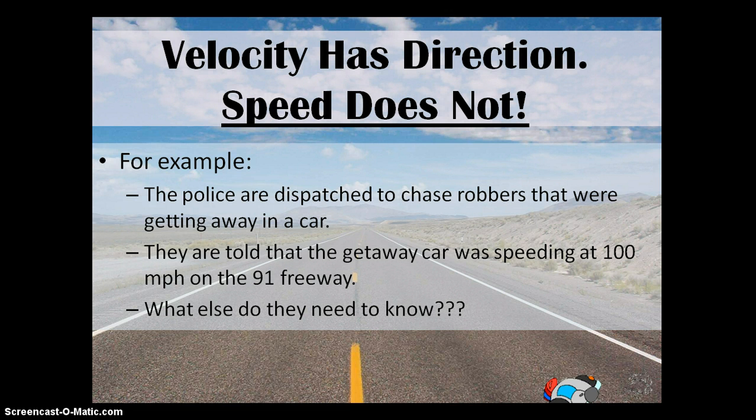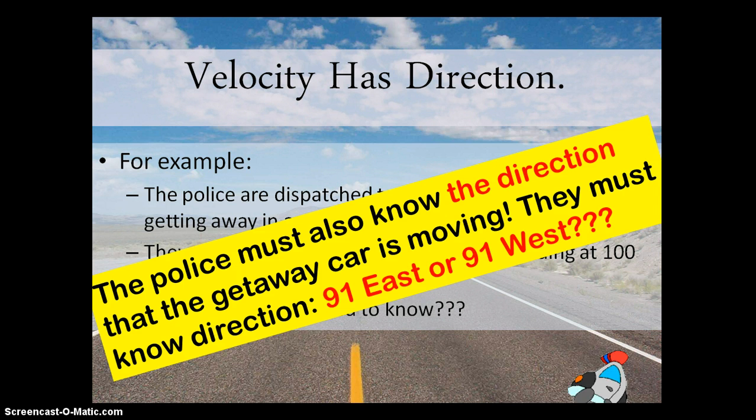An example, and this is not in your notes, but this is just an example for you, to remind you that velocity has direction, speed does not. So for example, if the police are dispatched to chase robbers that were getting away in a car, and are told that the getaway car was speeding at 100 miles per hour on the 91 freeway, what else do they need to know? If the police want to catch the robbers, they also have to know the direction that the getaway car is moving. In other words, 91 east or 91 west. If they take the wrong direction, the cops will never get the robbers. So velocity is actually very important because it includes direction, not just how fast an object is going.